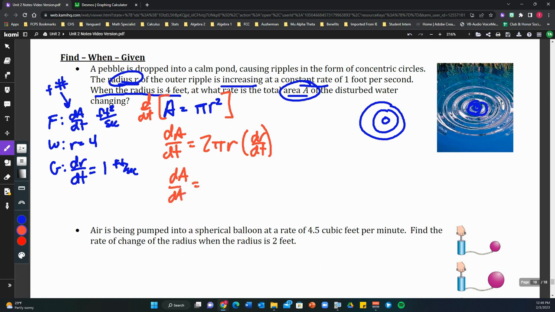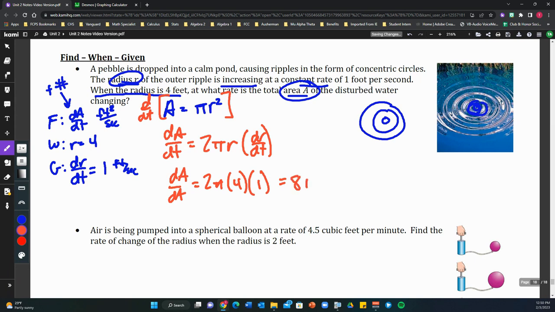But now that we've done the calculus, we can substitute in values for a specific moment in time. So there is some moment, if you were watching this on a camera or with your phone, and you snapped a snapshot of one single moment in time when the radius is 4. So that is one moment in time that we can plug that in. And at that moment in time, it's also known that the rate of change of the radius is 1 foot per second. So we can plug that in as well.